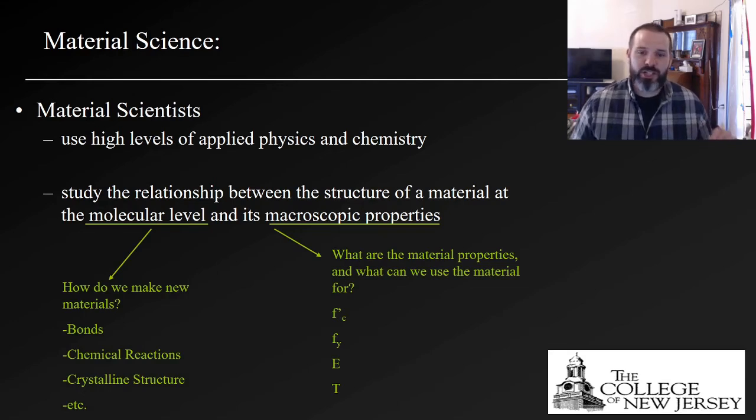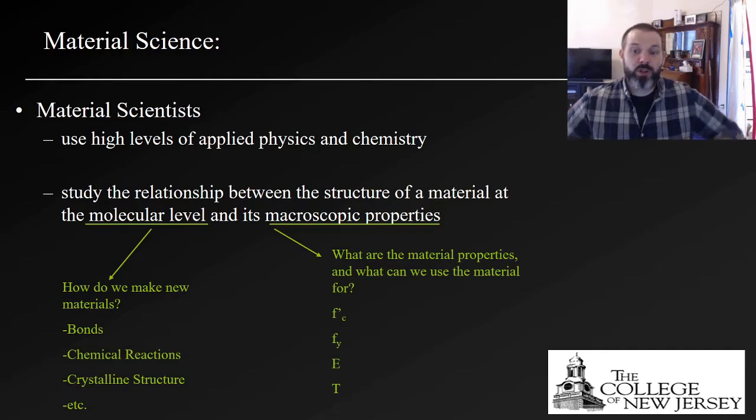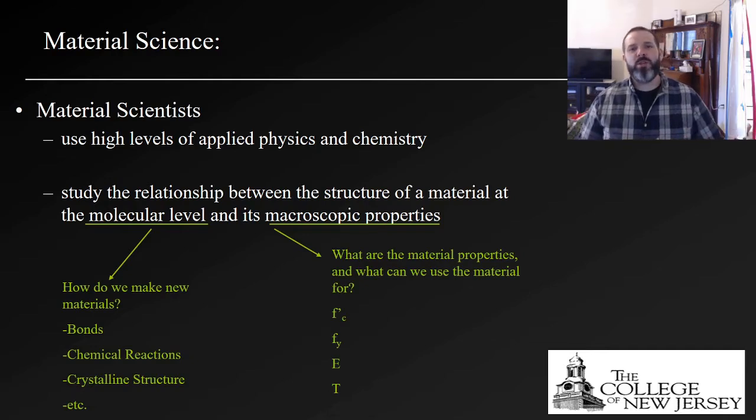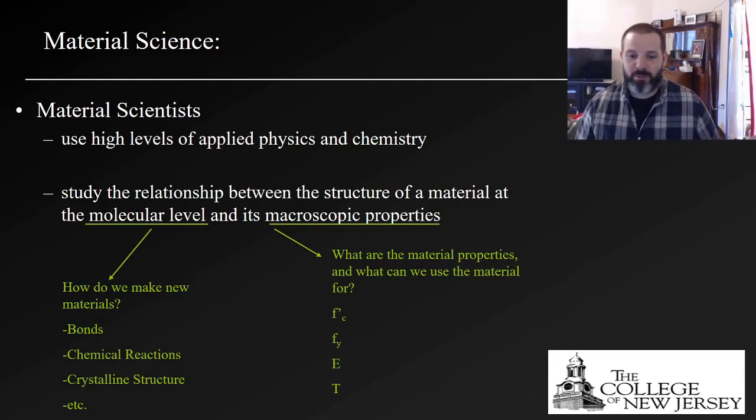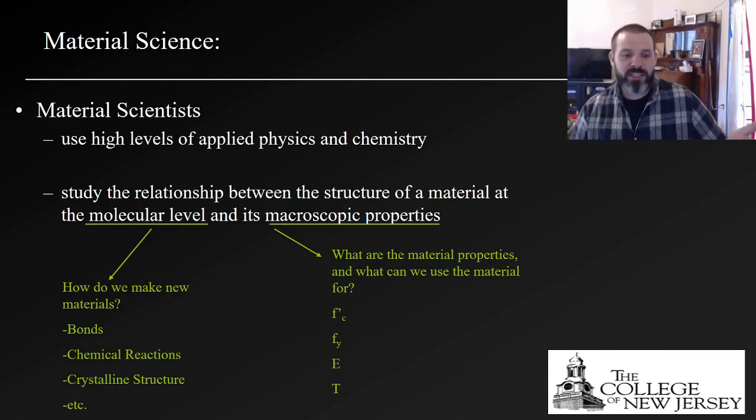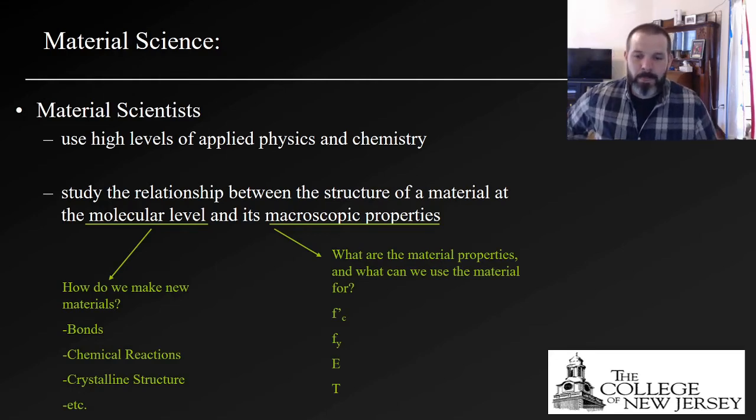In terms of civil engineering, the macroscopic properties we're usually talking about are what are the material properties and how can we use these material properties and how can we design for these materials. These are things like F prime C, Fy, E, the elastic modulus, Tu, the rupture strength.